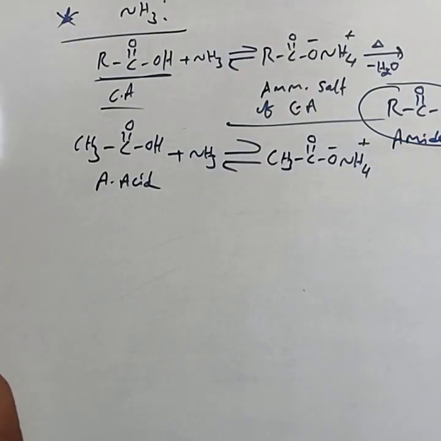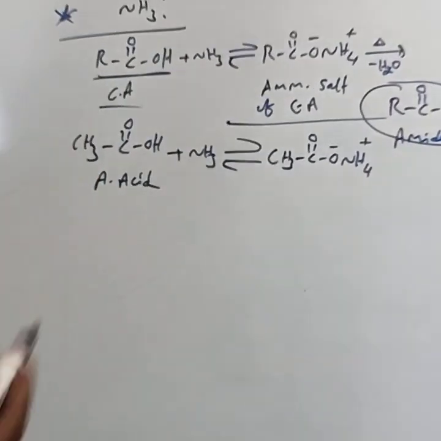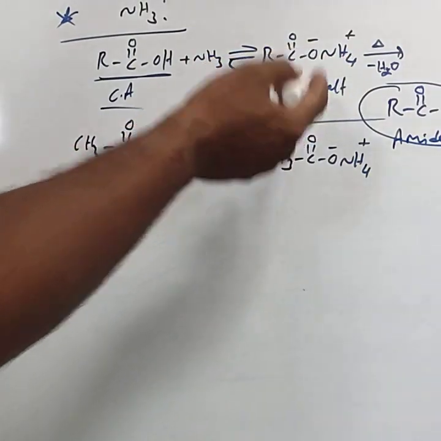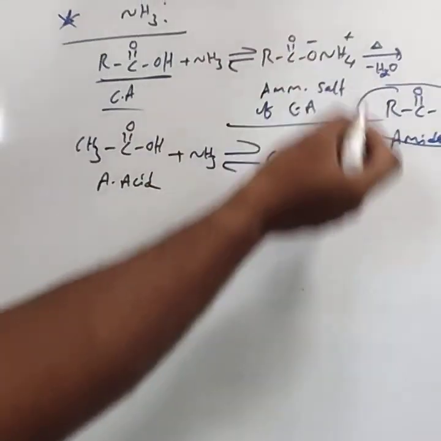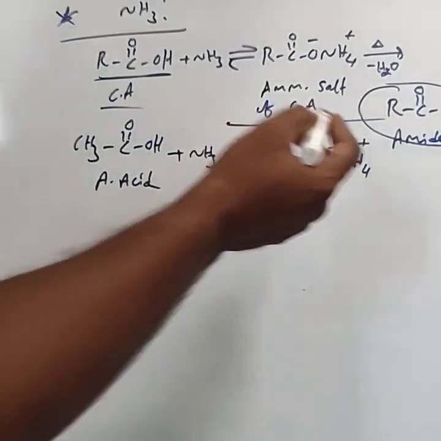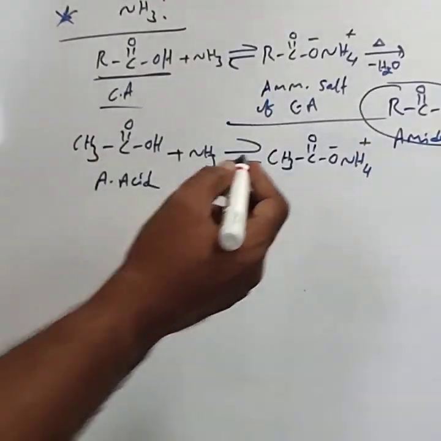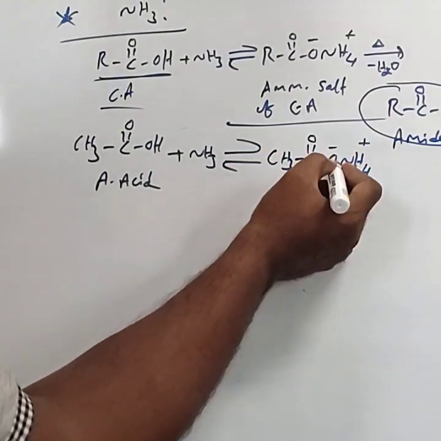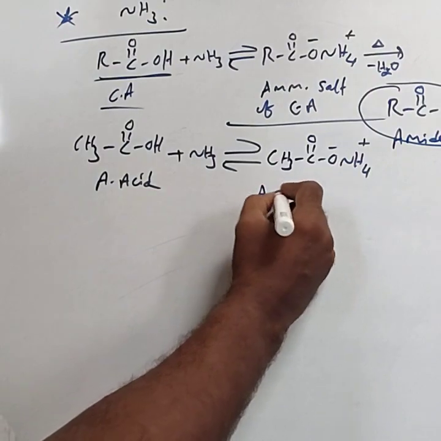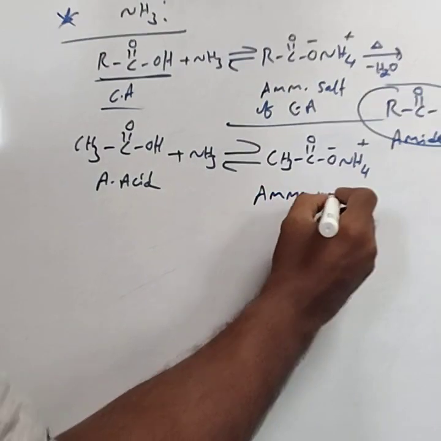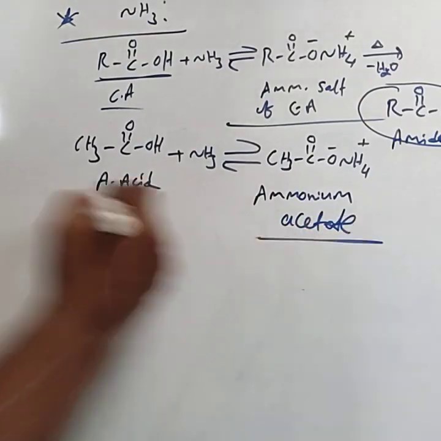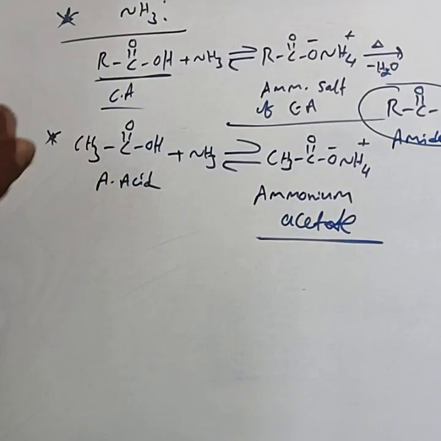Can you guess the product name? This is derived from acetic acid. In the general name, we consider it the ammonium salt of the carboxylic acid. Similarly, this is called the ammonium salt of acetic acid. Instead of that, CH3COO is called acetate, and NH4 is called ammonium. The name of this compound is ammonium acetate. Ammonium acetate, a very important one.